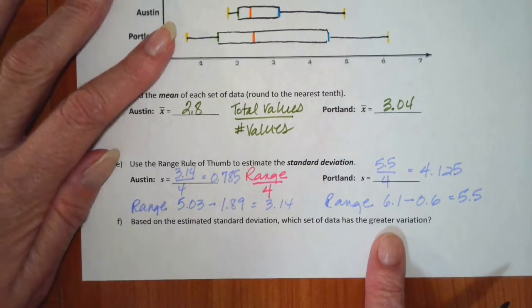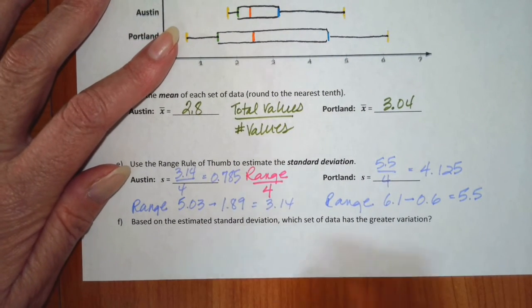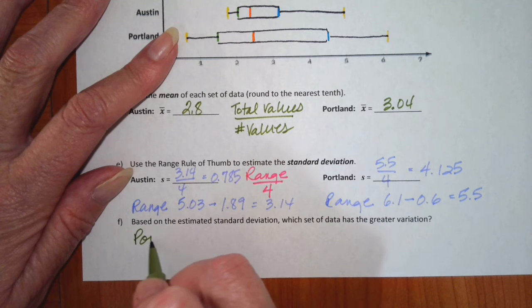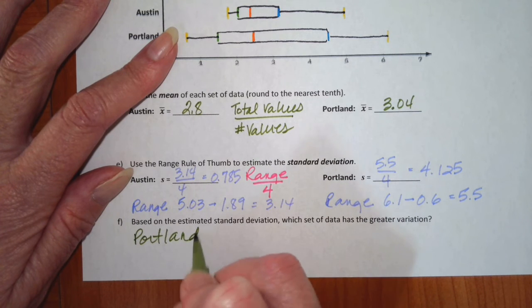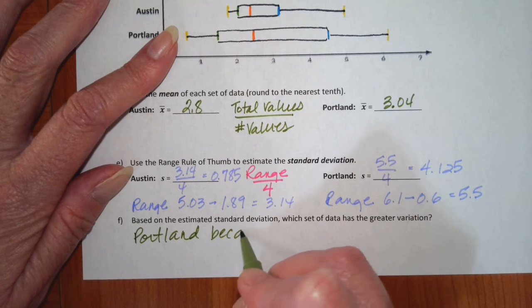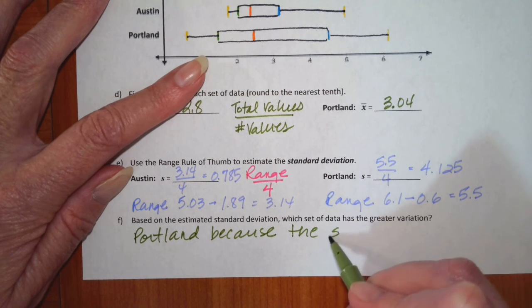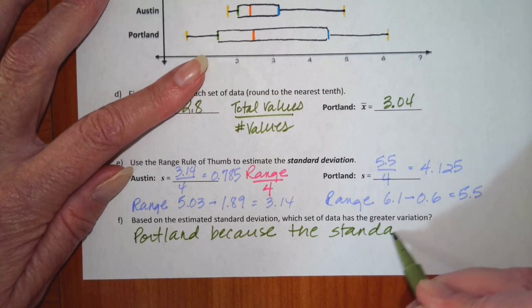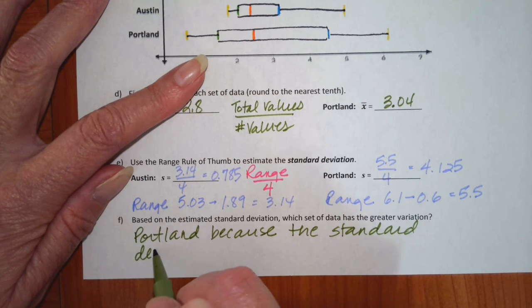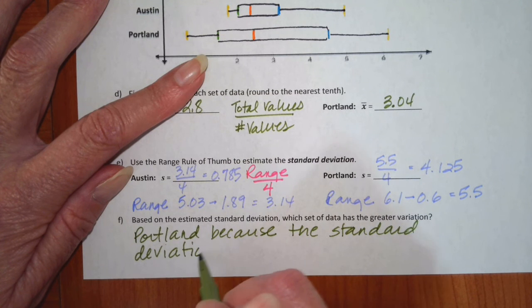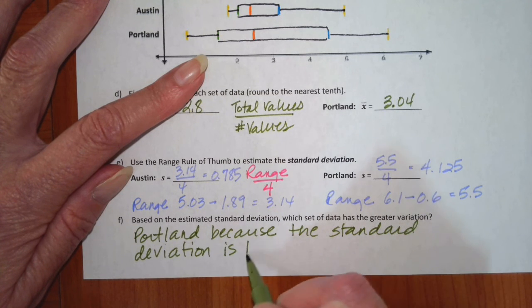Okay. Based on the standard deviation, which set of data has the greater? Portland, because the standard deviation is larger.